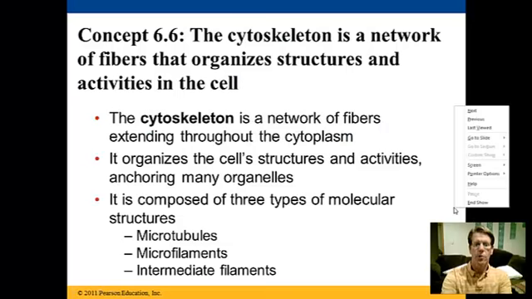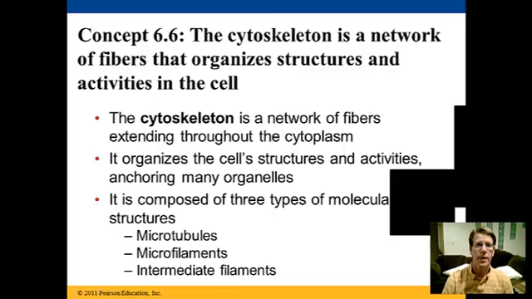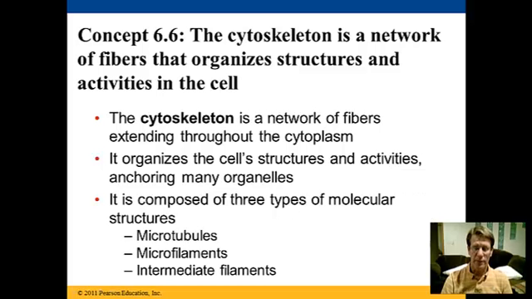Alright, welcome back. We're going to jump into section 6.6 here and take a look at the cytoskeleton and the network of fibers that are involved in organizing structures and a number of different activities within the cell. And this is composed of three main types of molecular structures. We're going to talk a little bit about microtubules, microfilaments, and then the intermediate filaments, and the role that all three of them play in getting stuff accomplished inside the cell.